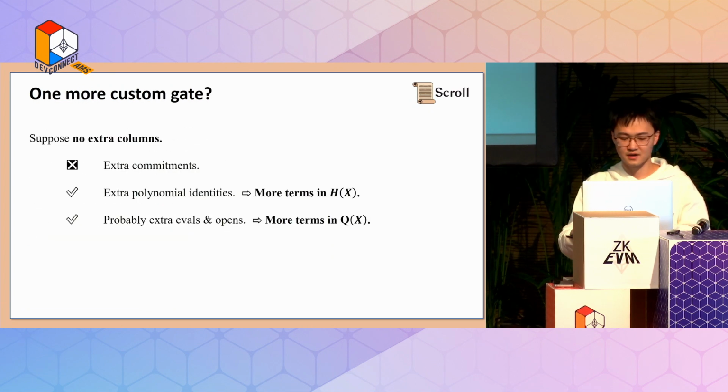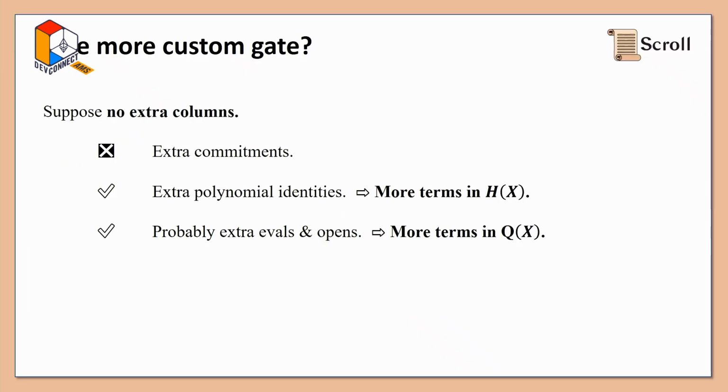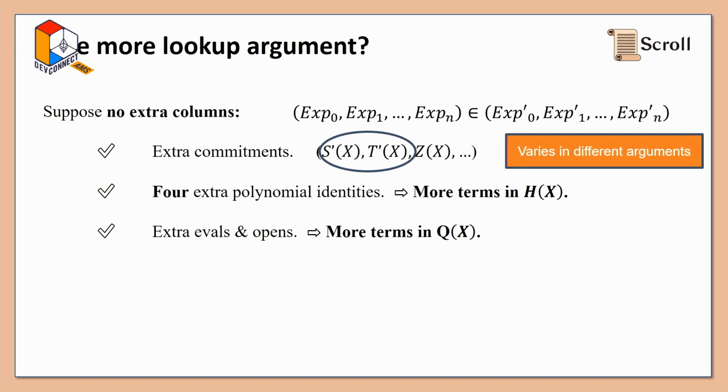Because I'm short on time, I'll just go over this quickly. Basically, if you add one custom gate, it will just add one term in your h(x). It doesn't introduce an actual commitment, because only if you introduce new columns do you need to commit to them. But for lookup arguments, you introduce actual commitments because you need those intermediate polynomials, and they vary in different arguments.